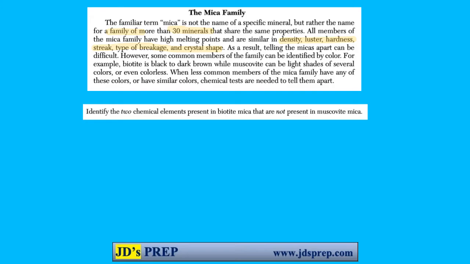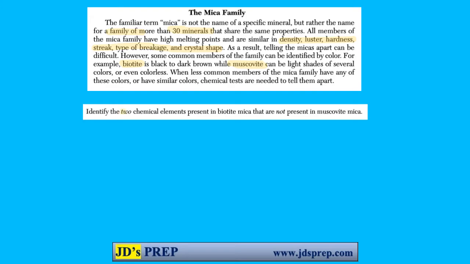However, some common members of the family can be identified by color. For example, biotite is black to dark brown, while muscovite can be light shades of several colors or even colorless. When less common members of the mica family have any of these colors or have similar colors, chemical tests are needed to tell them apart. All right, so that's a little bit of background that we're given.